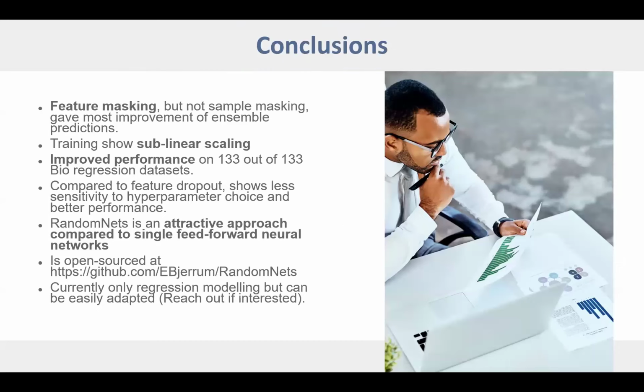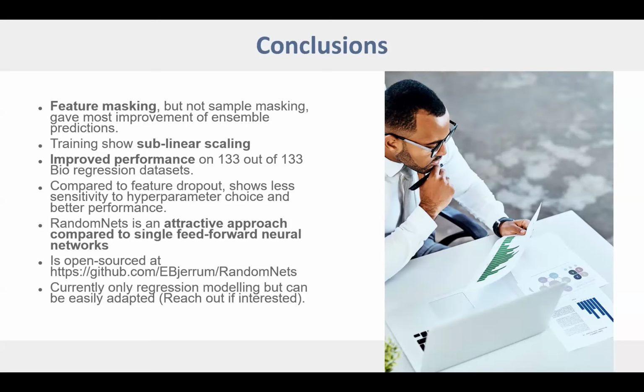So in conclusion, we tried to vectorize the neural networks in order to make it more optimal to do training and inference. And feature masking, which was easy to implement, was actually the one that gave us the effect. The training is sublinear in scaling. We don't need 50 times longer training time in order to train 50 members of the ensemble. And we see this improved performance compared to single networks on a lot of different data sets, suggesting that, at least for these regression type tasks, it is a robust approach.